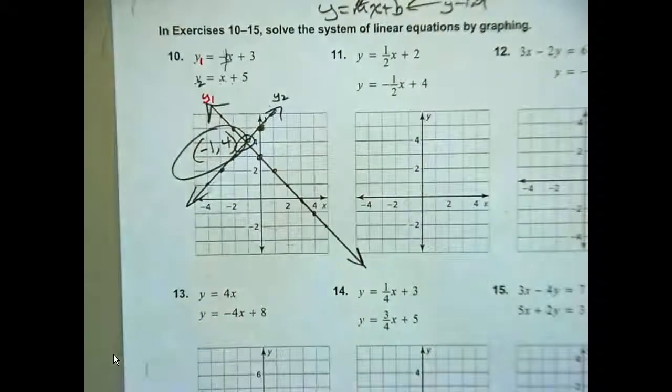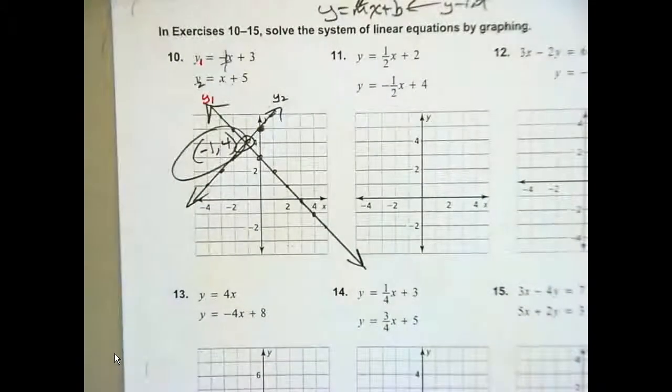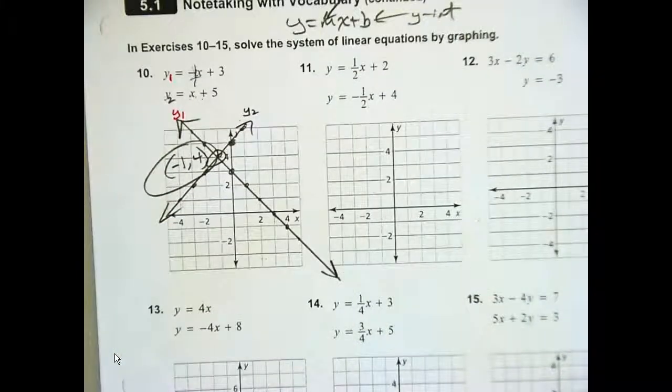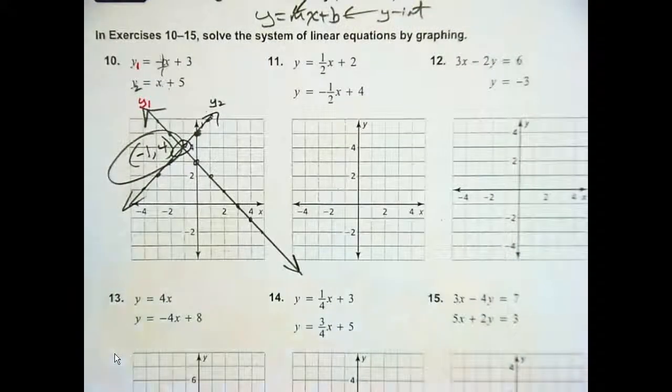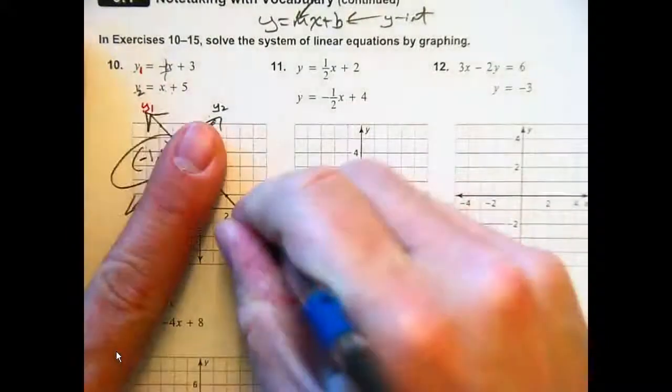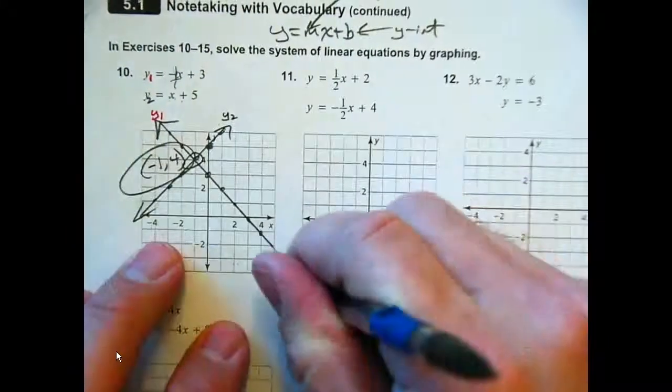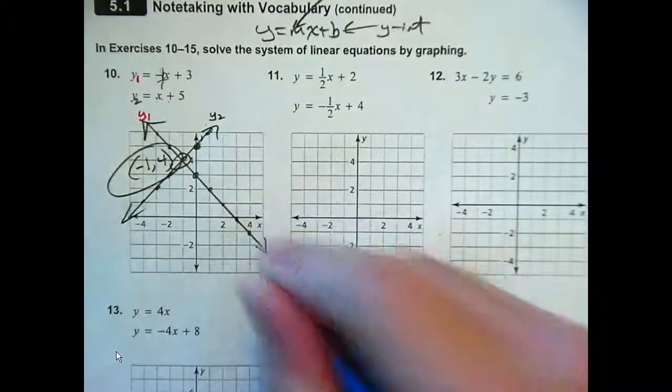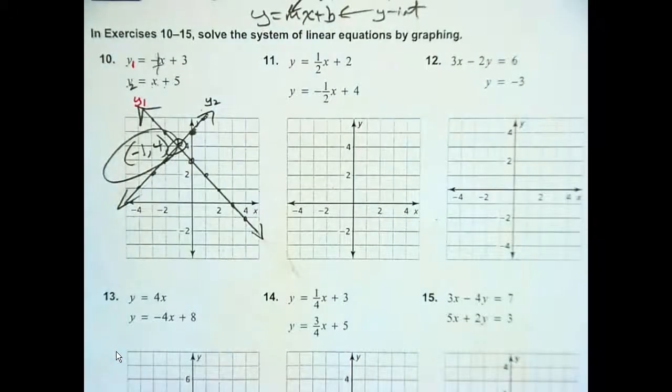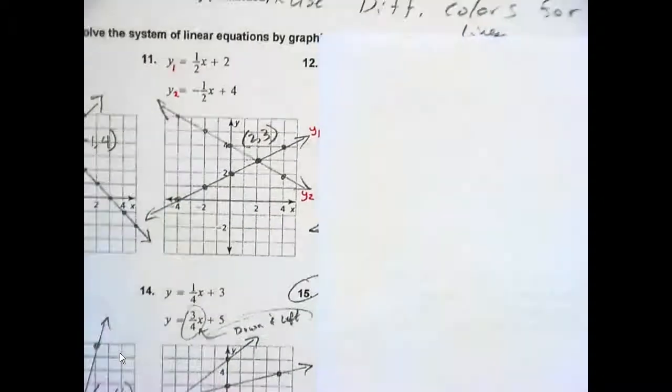How many got it? All right. I want you to try number 12. Actually, try 11. Number 11. Tell them what you got. I figured. Hey, how about 2, 3-er?